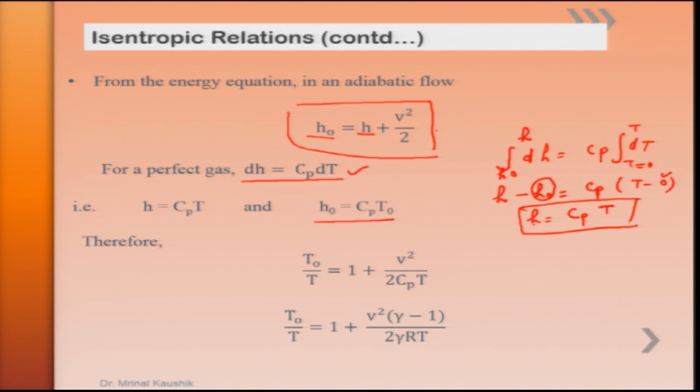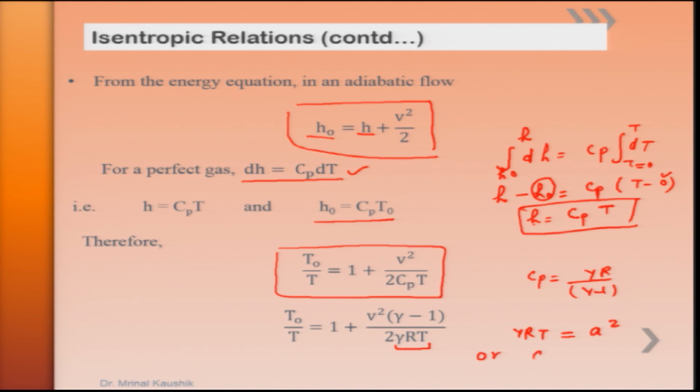Substituting back in the energy equation, we will obtain T naught by T equal to 1 plus V square upon 2 Cp T. However, replacing Cp with gamma R upon gamma minus 1, we can write T naught by T is equal to 1 plus V square multiplied by gamma minus 1 upon 2 gamma R T. This expression, that is gamma R T, is written as a square, or a is equal to square root of gamma R T, which is the expression for speed of sound in compressible flows.